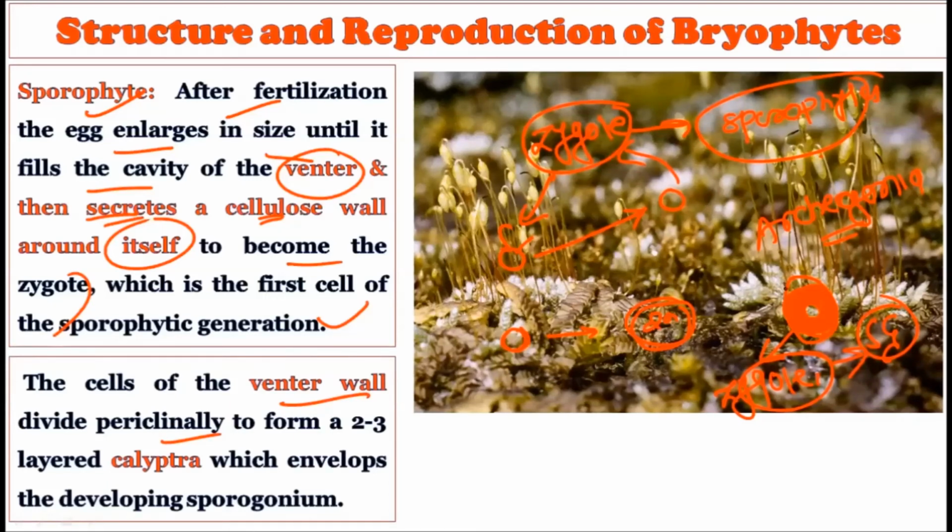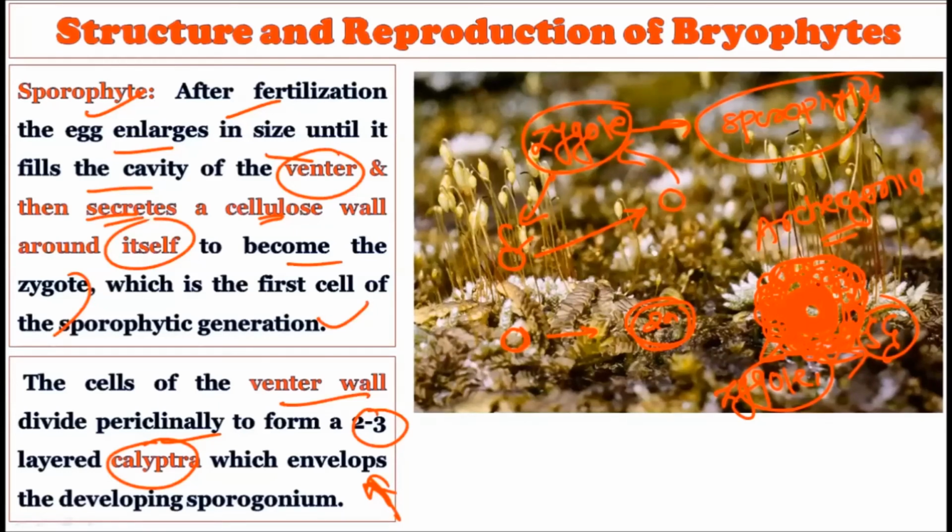Whatever the venter cell is there, it divides periclinally. When it divides periclinally, it forms 2 to 3 layers of the calyptra. Two to three layers of calyptra are created around this particular zygote, which develops into the developing sporangium. So the zygote is created inside the venter cell, and the venter cell divides periclinally to form the calyptra.